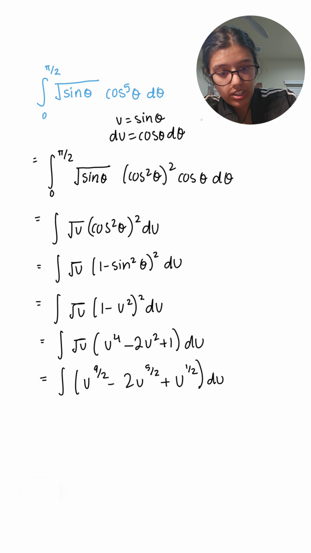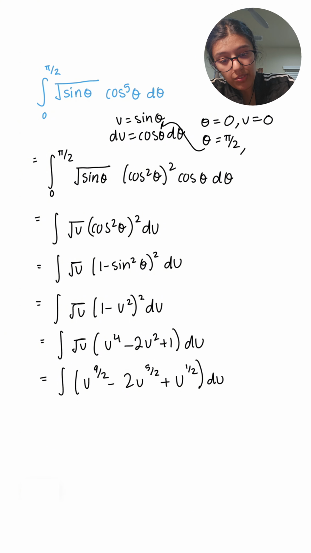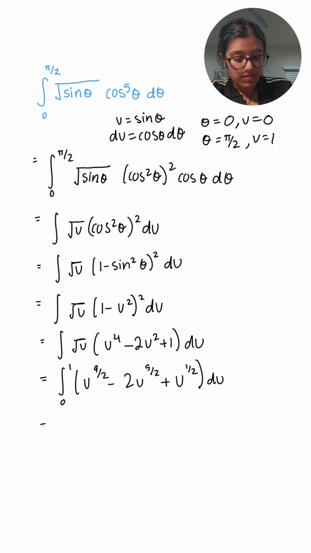So as a result, when theta is equal to 0, and I'm picking this bound right over here, u has to be equal to sine 0 from over here, and sine 0 is just 0. Same thing for pi over 2. I'm going to substitute theta in for over here. Sine of pi over 2 is just 1. So our new bounds are going to be 0 to 1.